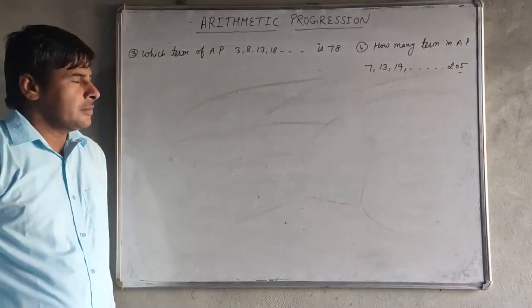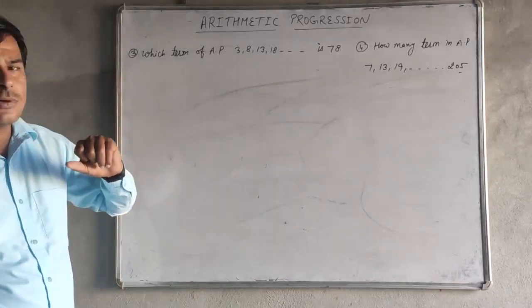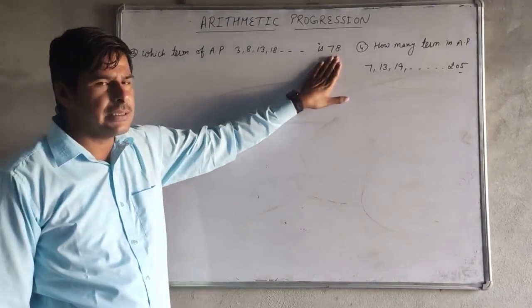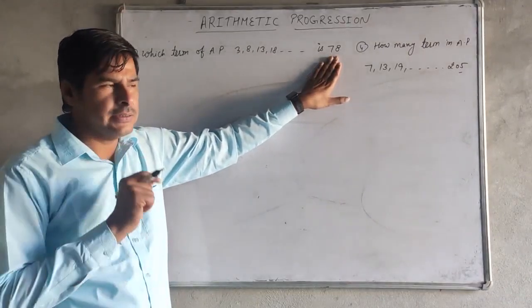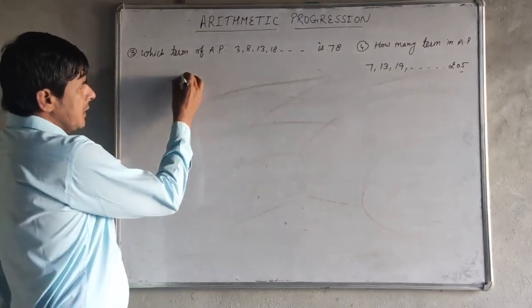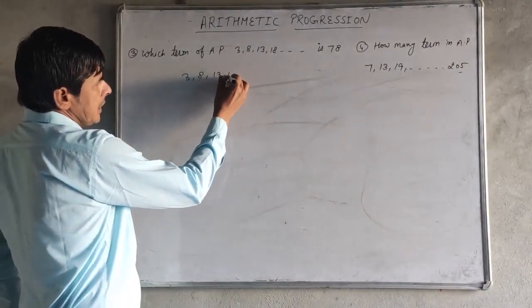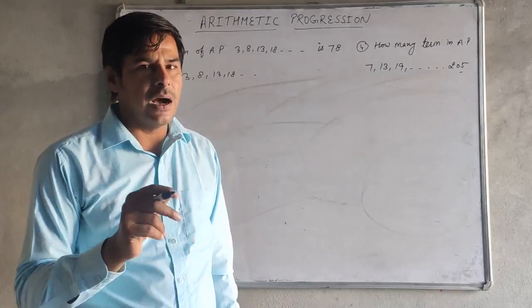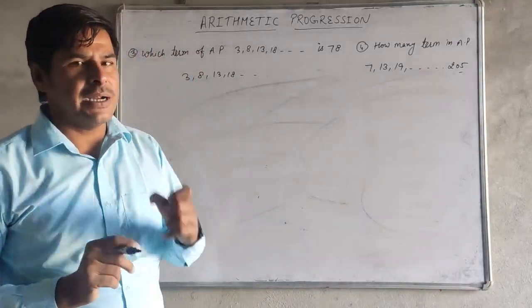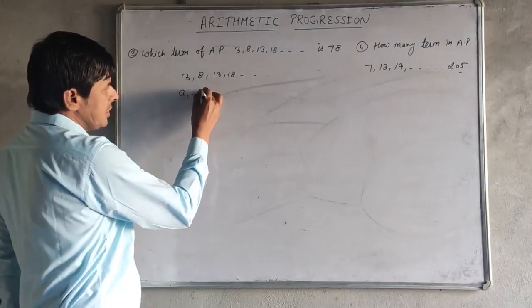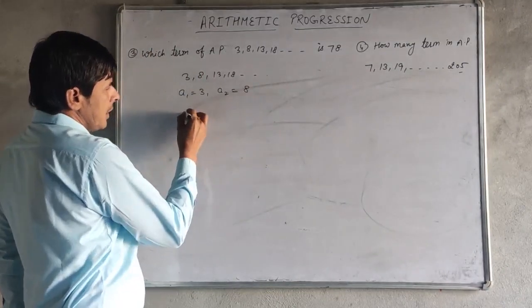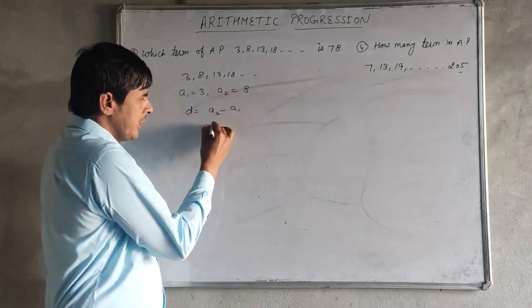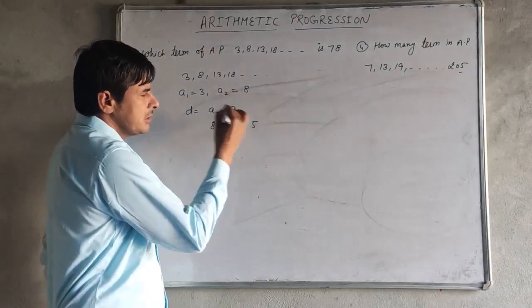Pause the video. Next we have two more sums. Which term of the AP 3, 8, 13, 18 is 78? So we have to find which term. First of all, write down the AP 3, 8, 13 and 18. To find which term, first find the first term and the common difference. The first term is 3, the second term is 8, and the common difference, as I have already told you, is a2 minus a1. a2 is 8 minus a1 which is 3. The common difference is 5.